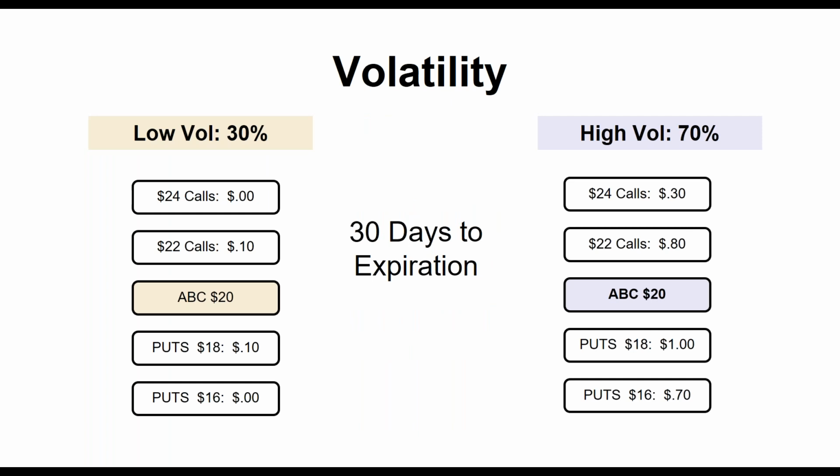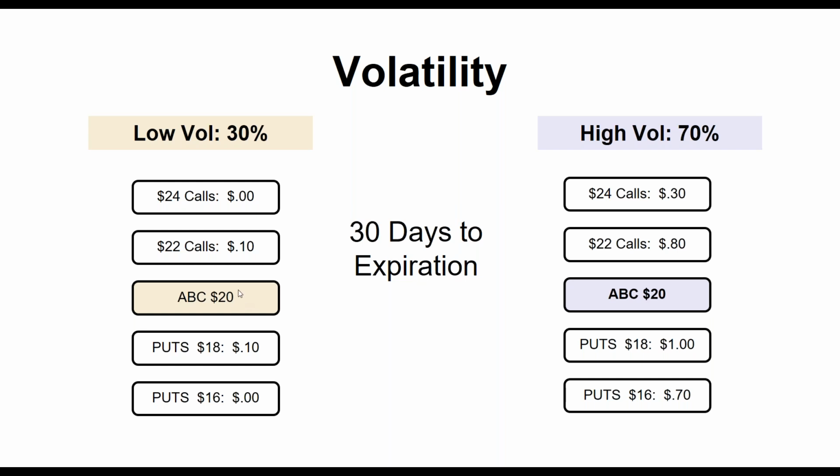Another phony baloney stock. On the left here, let's say it's a low vol stock, 30%. And on the right here is a high vol stock, 70%. Low vol, we can use Microsoft. And high vol, we can use a solar stock. Overstock.com today, OSTK, ripping higher. Low vol, 30 days to expiration. Stock's trading at 20. The 22 calls are a dime. The 24 calls are 0.